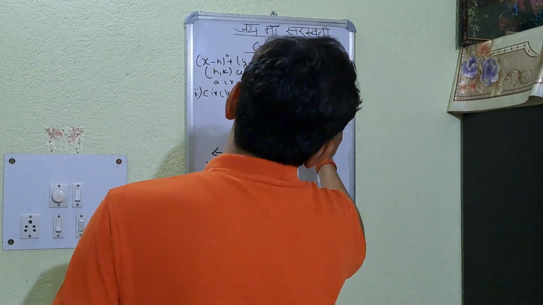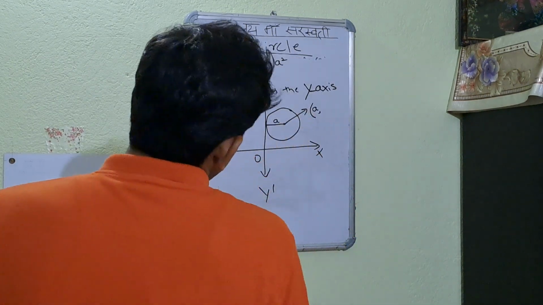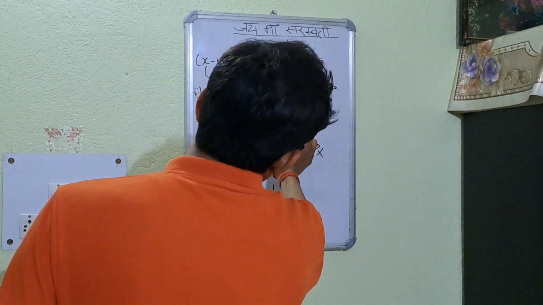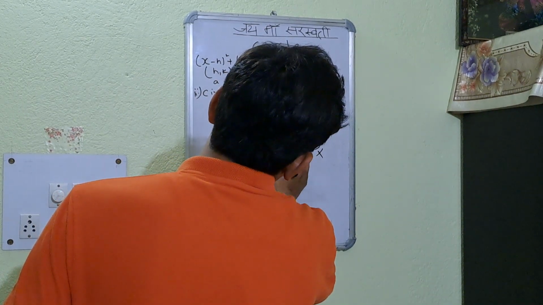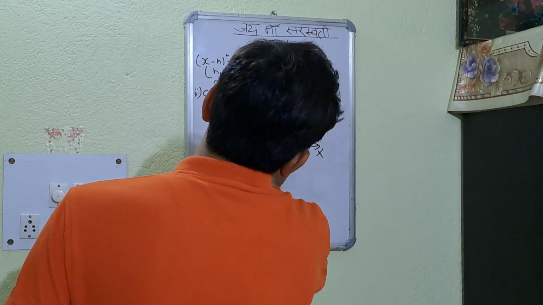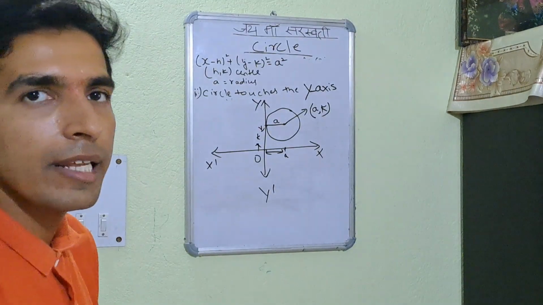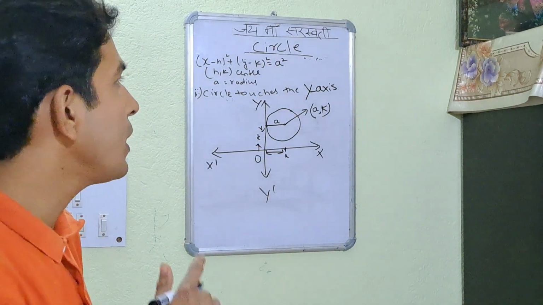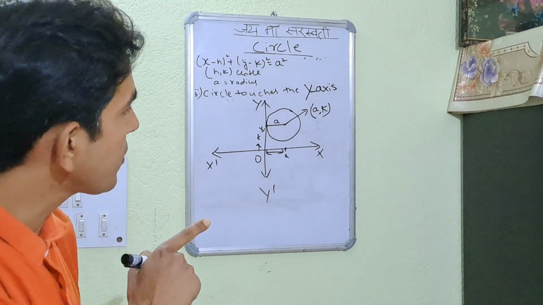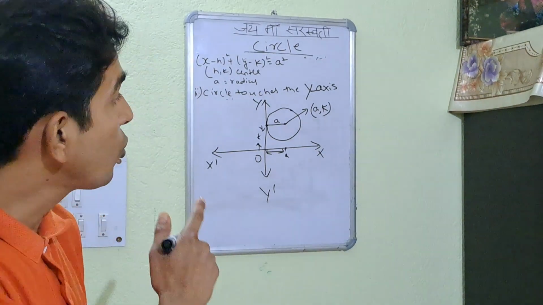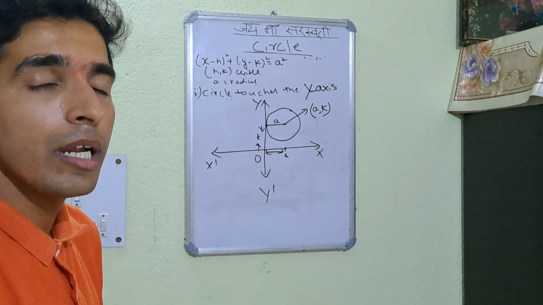The center will be like this. It will be A. Understood? The radius will be A. So the center will be A here, and it will be K. So in this case, the coordinates of the center will be (A, K). A is also the radius of the circle, and the radius of the circle is parallel to the x-axis. So we are taking the x coordinate as A, and the y coordinate will be K.